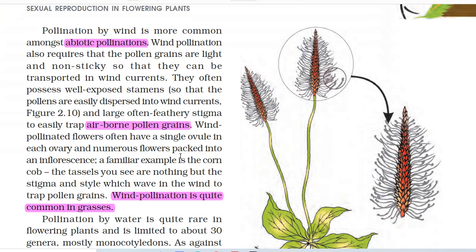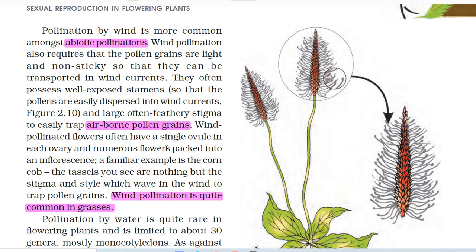Pollination by wind is more common amongst abiotic pollination. Wind pollination also requires that the pollen grains are light and non-sticky so that they can be transported in wind currents. They often possess well-exposed stamens so that the pollen is easily dispersed into wind currents, and large, often feathery stigma to easily trap airborne pollen grains.